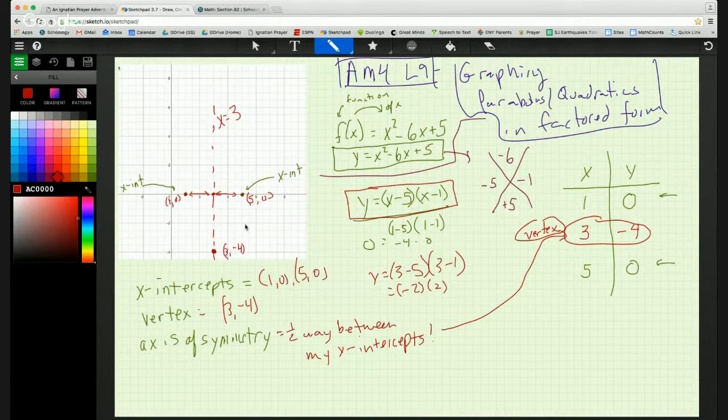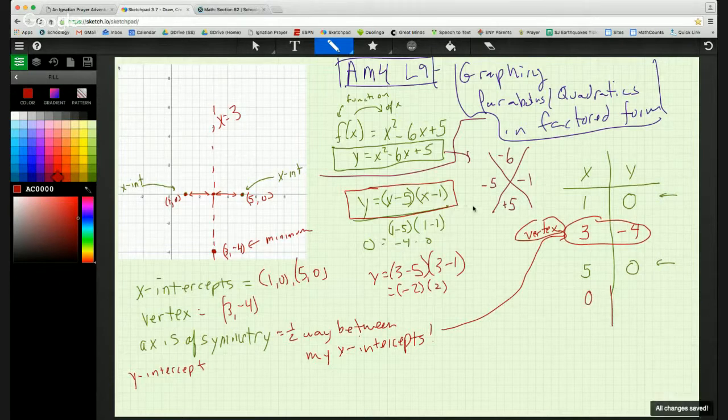And remember, this is going to definitely open upward. You can see if this is the vertex and we have these 2 points, it's going to open up. So this is a minimum. This is the bottom. Now, one other interesting point we can find is a y-intercept. A y-intercept is where x is 0. So let's find our spot where x is 0.